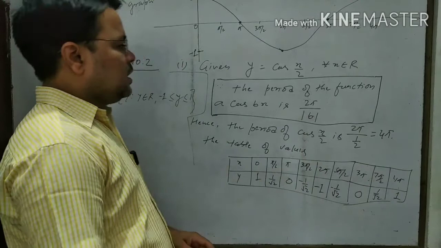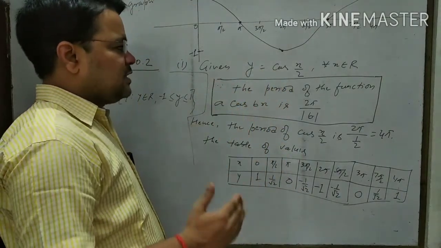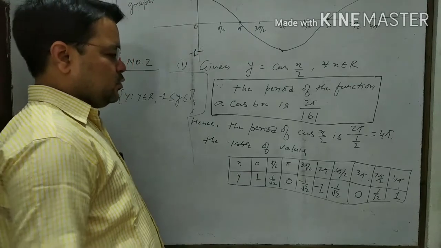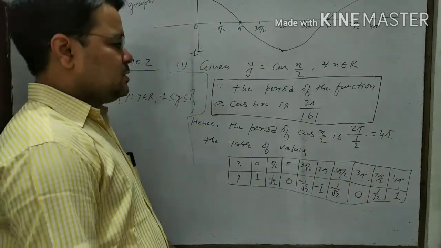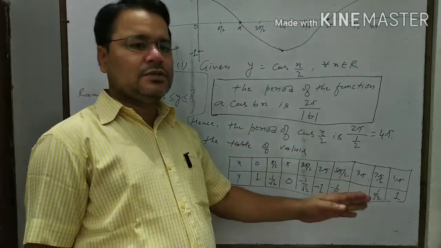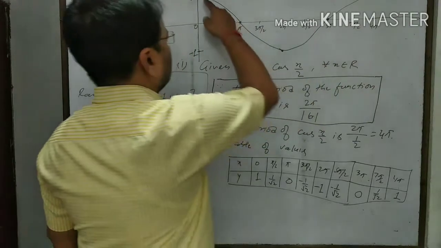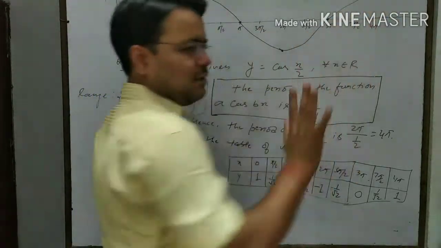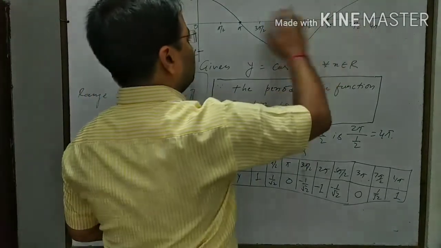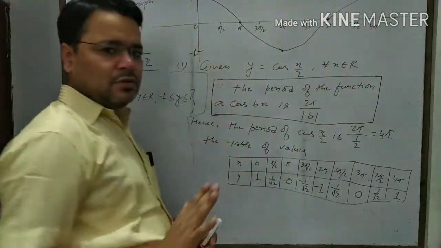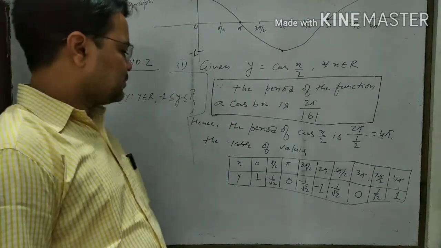It means here in this case, for the trigonometrical function y is equal to cos x by 2, the period will be 4 pi. It means after 4 pi, from 0 to 4 pi, the graph will repeat itself. Okay, that is what the period 4 pi means.